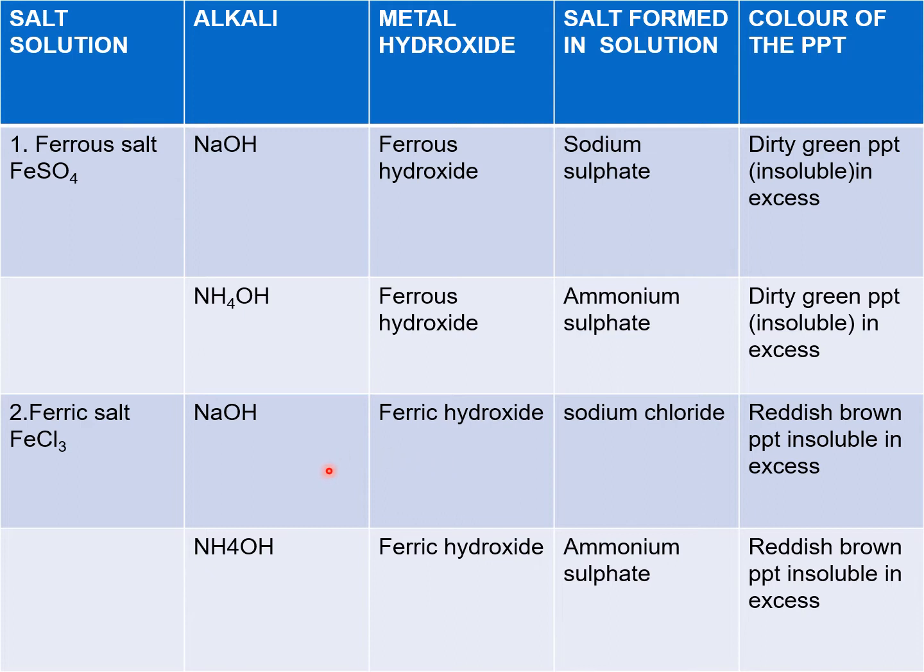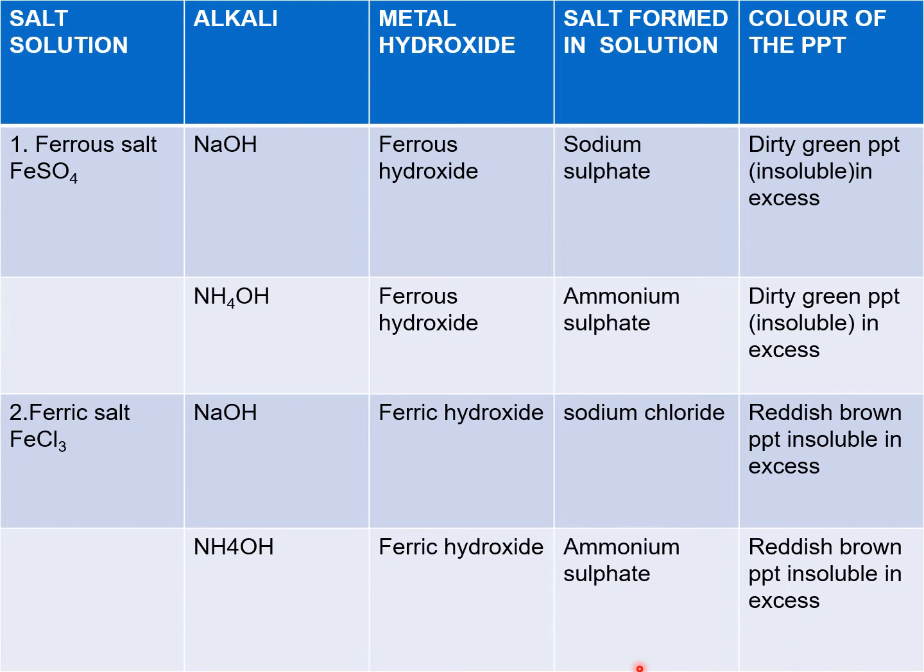When sodium hydroxide is added in excess, this reddish brown PPT remains insoluble in excess along with the formation of sodium chloride. Now, ammonium hydroxide is added to a ferric salt. Same again, ferric hydroxide, reddish brown PPT is formed along with the formation of ammonium chloride. But when added in excess, this reddish brown PPT remains insoluble.